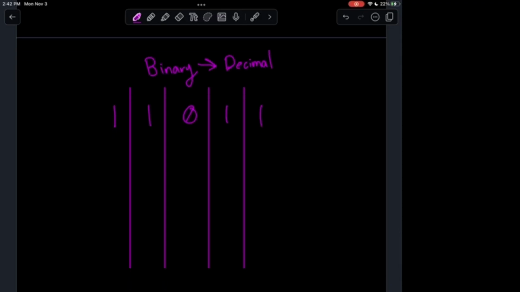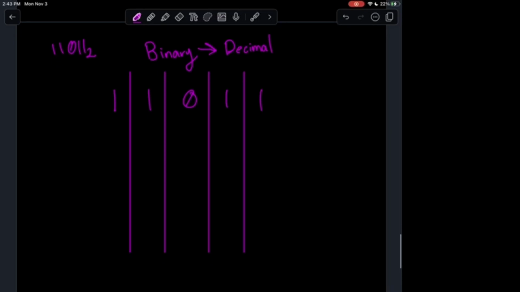And then keep in mind, this is typically how you would write our binary number. You want to make sure you don't forget that too. That's just telling us, hey, everything's in base 2. So we're starting off here.